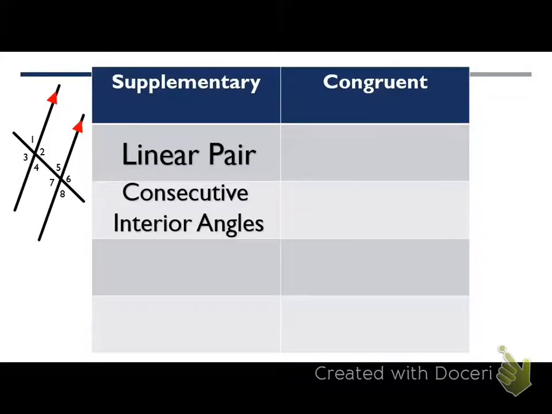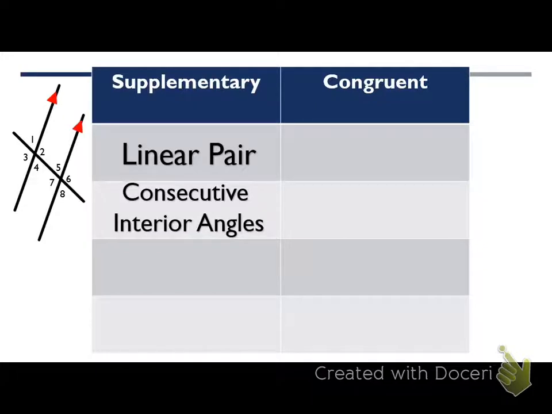Consecutive interior. Okay, we'll go through and explain what they are at the very end of this list. So those are the only 2 that add up to 180. All of the rest of them are congruent. They are a linear pair and consecutive interior angles. 4 of them are congruent.